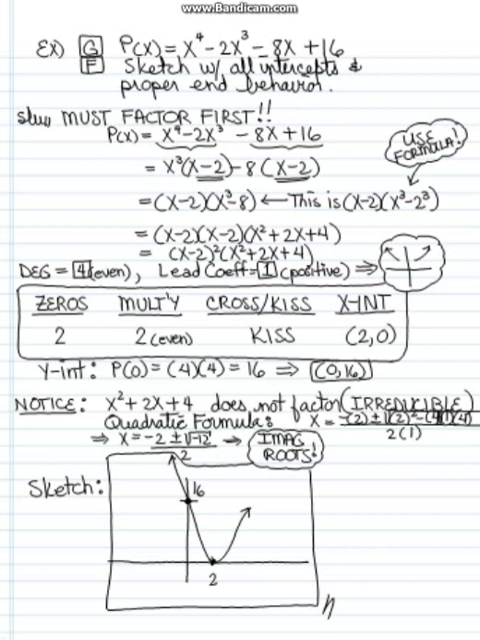Out of the first group of x to the fourth minus 2x cubed, we pull out a common factor of x to the third power. It leaves parenthesis x minus 2. Out of the second two terms, negative 8x plus 16, we'll try a negative 8. If that doesn't work, we'll try a positive 8. So let's try the negative 8 common factor. It leaves parenthesis x minus 2, because a negative 8 times a negative 2 is a positive 16.